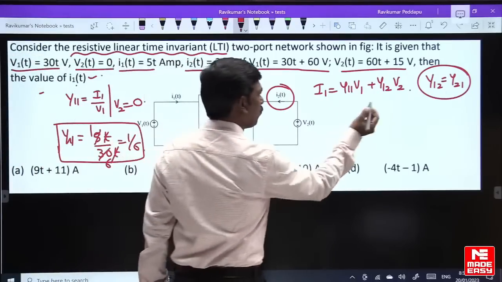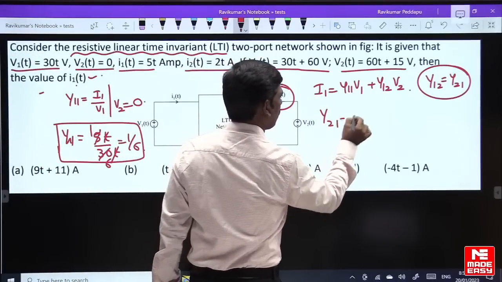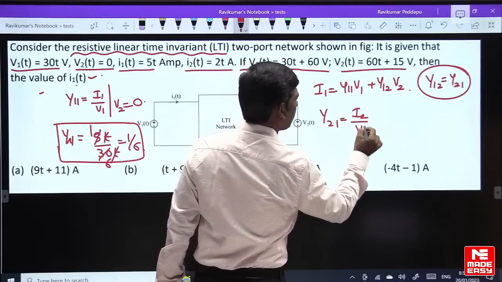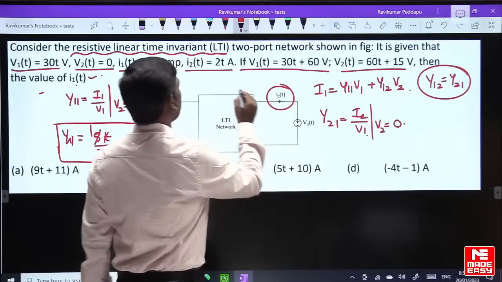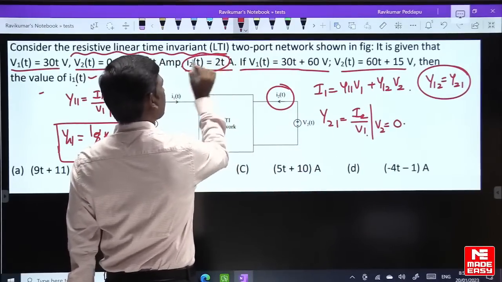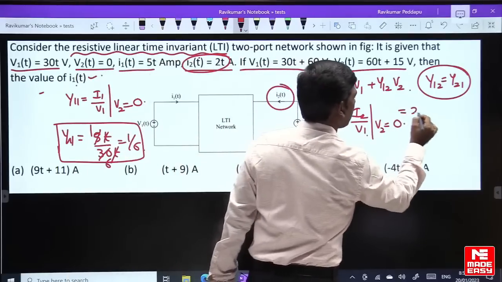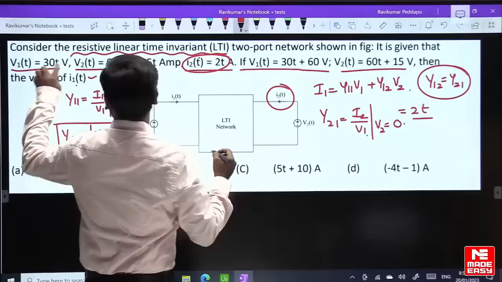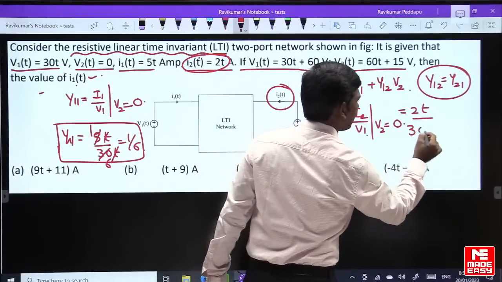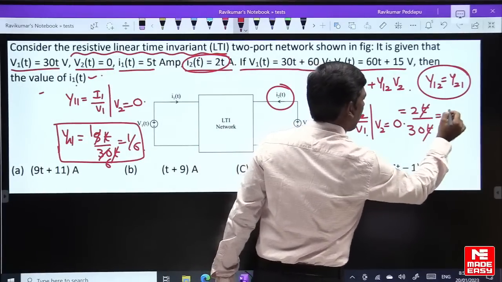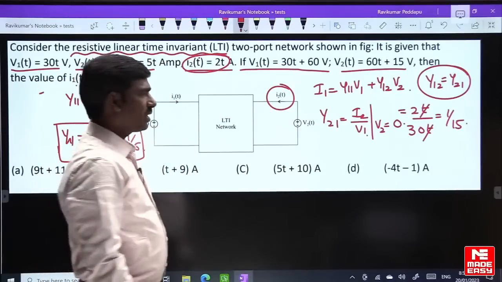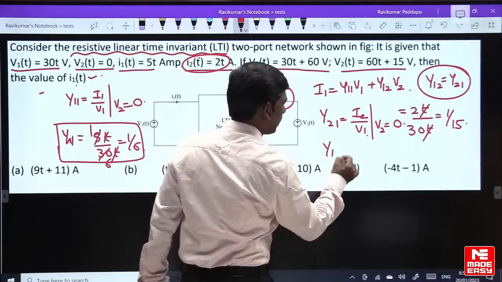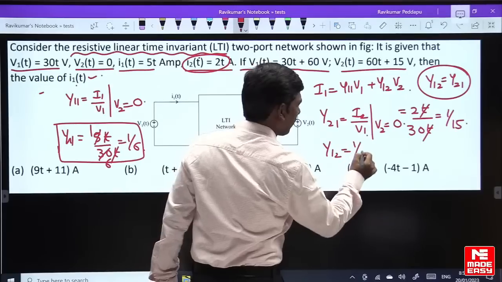Next y12. y12 is nothing but y21. y21 is equal to I2 by V1 provided V2 is equal to 0. I2 is 2t, V1 is 30t, that is 1 by 15. y12 and y21 both are same, so y12 is equal to 1 by 15.